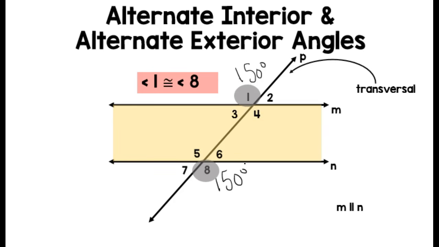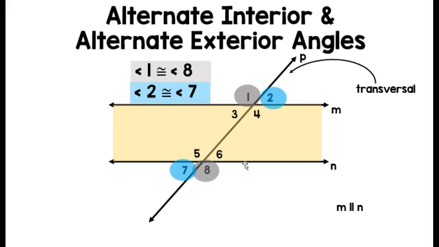Now there's one other pair of alternate exterior angles, 2 and 7. Again, they're both on the outside of the parallel lines. They are on opposite sides of the transversal and opposite parallel lines. So these are alternate exterior angles. So angle 2 and angle 7 are also congruent to each other.